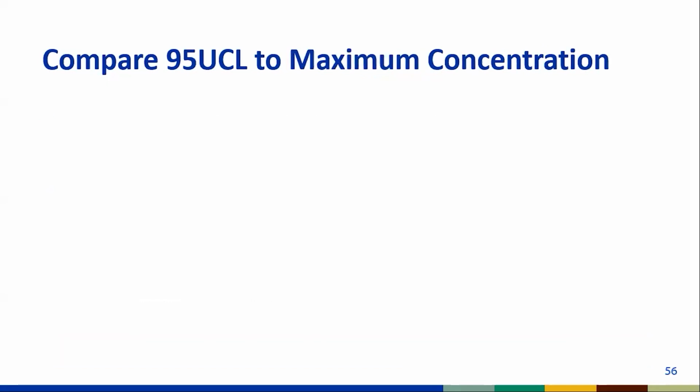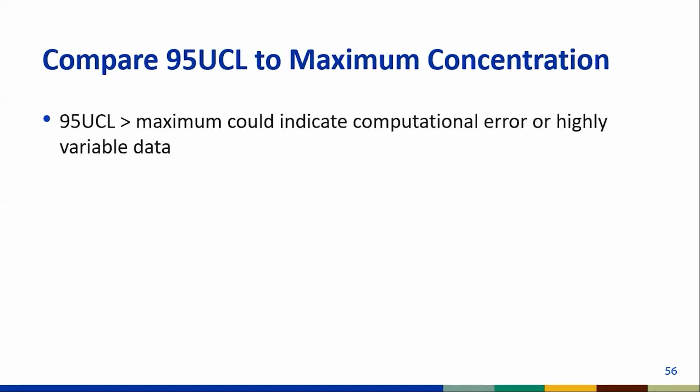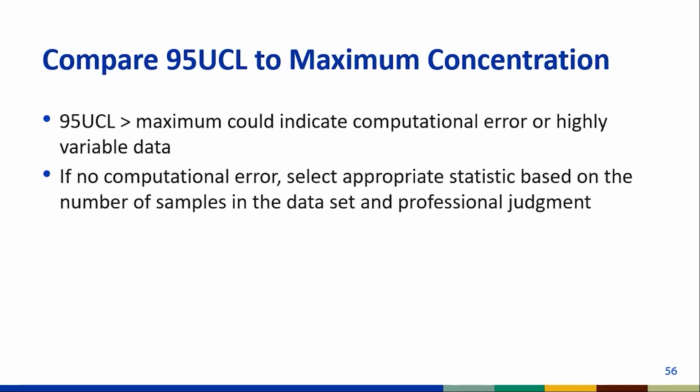Section 3.7 of ATSDR's EPC guidance for discrete sampling provides additional information and direction on this point. As another reality check, health assessors should compare 95 UCLs to maximum detected concentrations. Please note that for small and highly variable data sets, it's not uncommon for 95 UCLs to exceed maximum data points. Even so, a 95 UCL above the maximum detected concentration could be a sign of a computational error. Health assessors should check this as a first step.